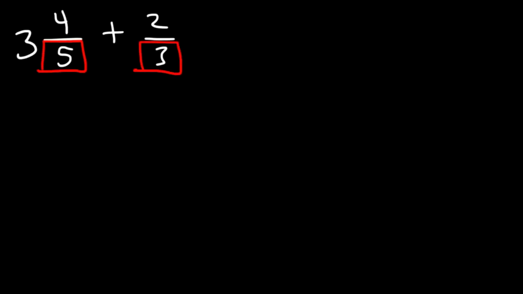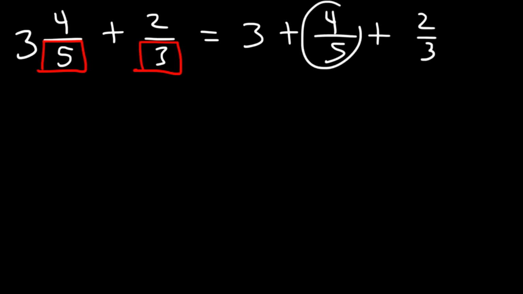Now let's add 3 and 4/5 with 2 over 3. So this time we're adding a mixed number and a fraction that have a different denominator. So what do we do in this case? Well, first let's expand the mixed number. So we need to add these two fractions. However, we need to get common denominators. So the common denominator of 5 and 3 is 15.